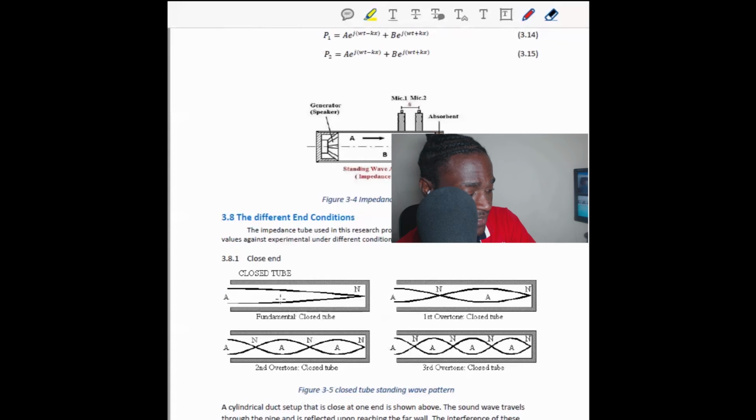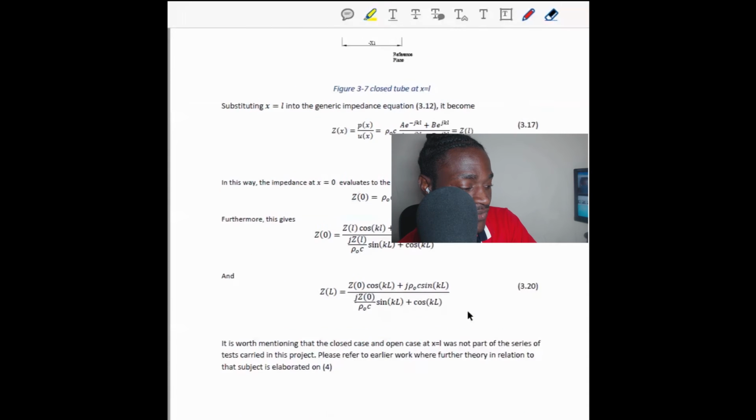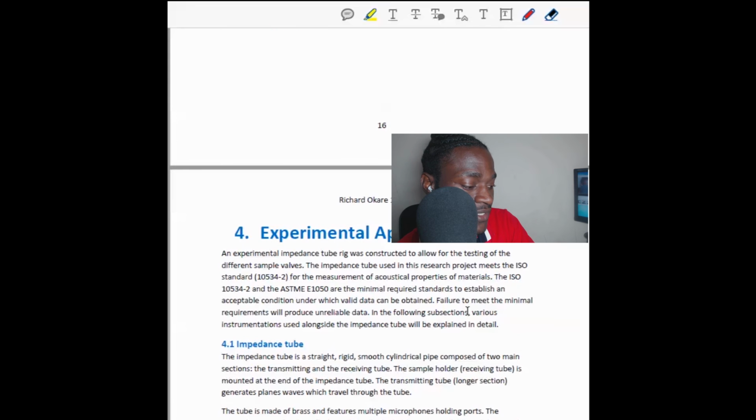Again, some physics is being explained here. Again, we include all those in the theory section. I think the theory section is really easy to get.